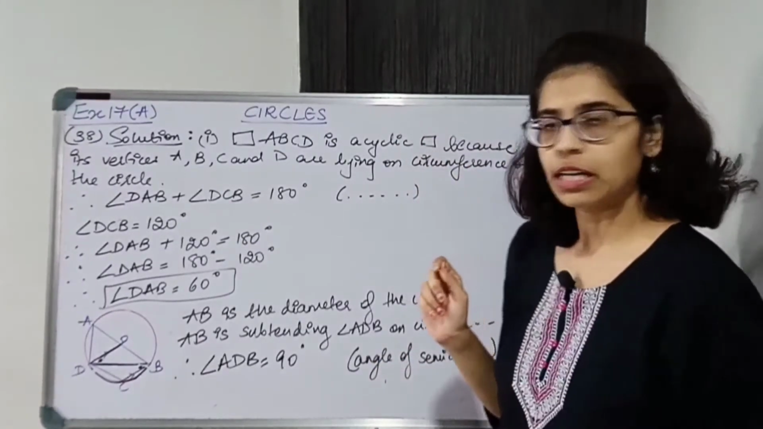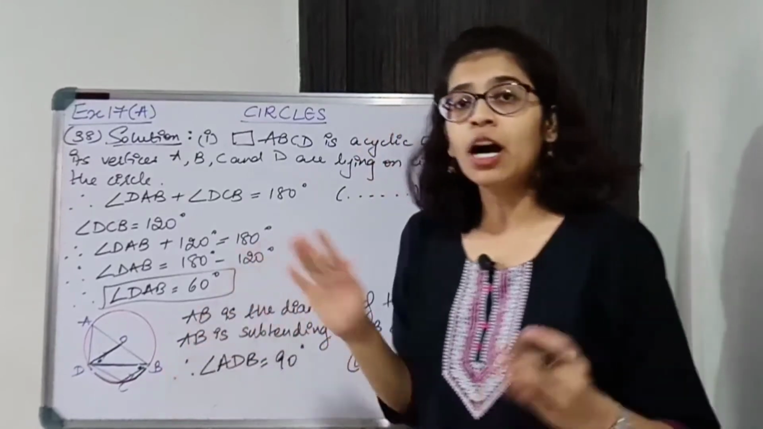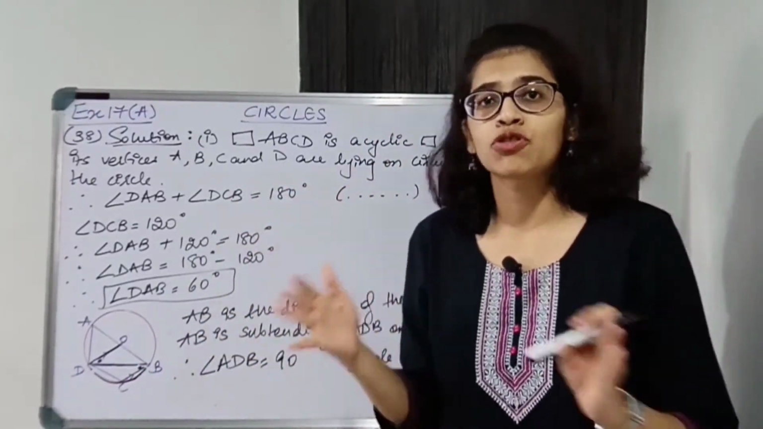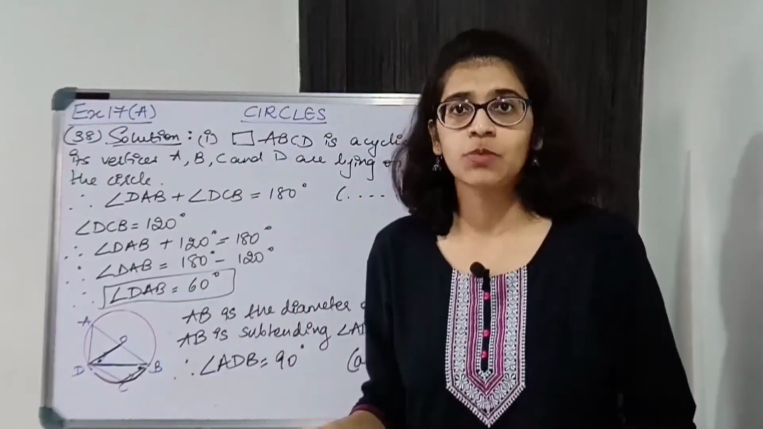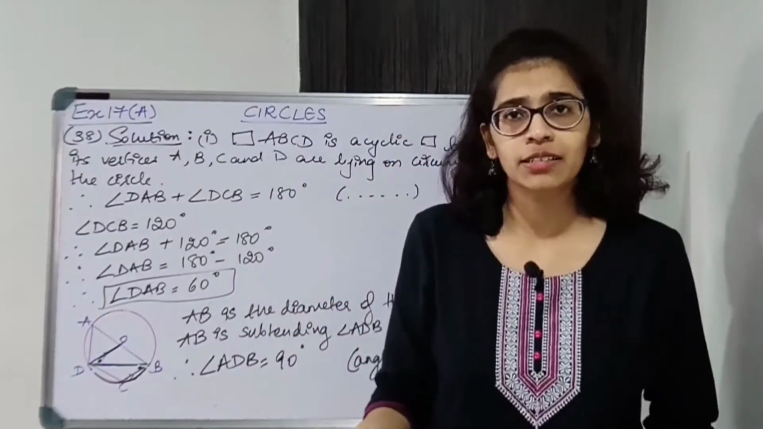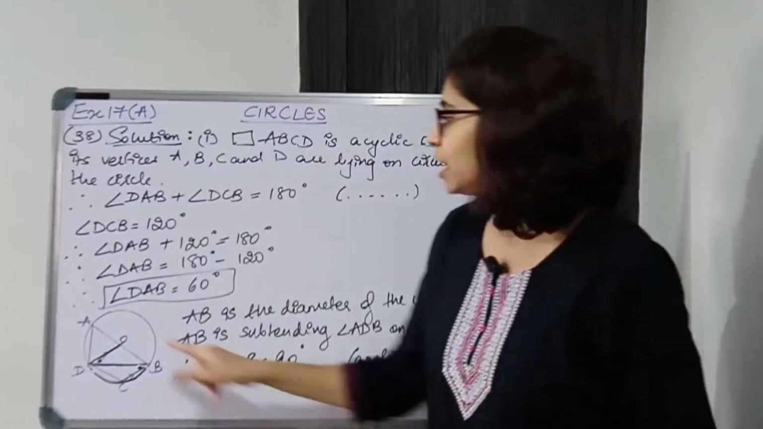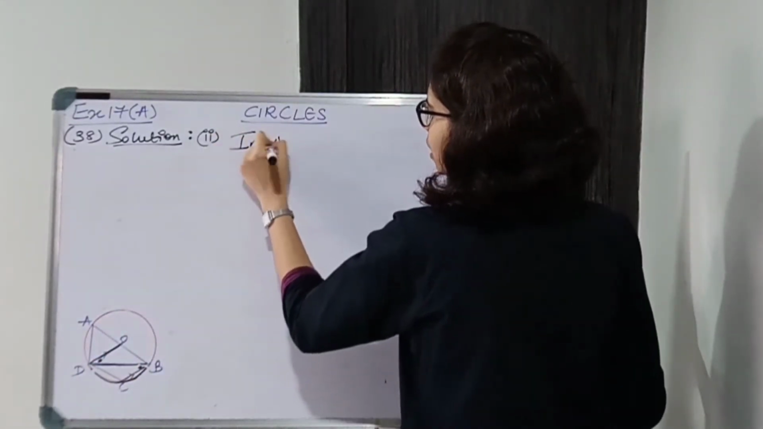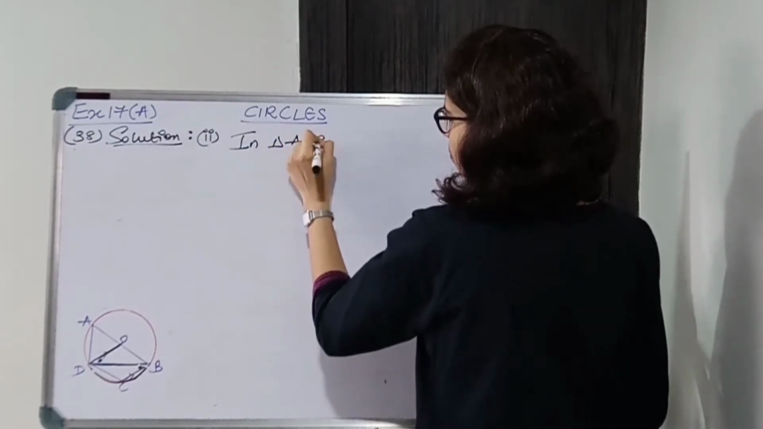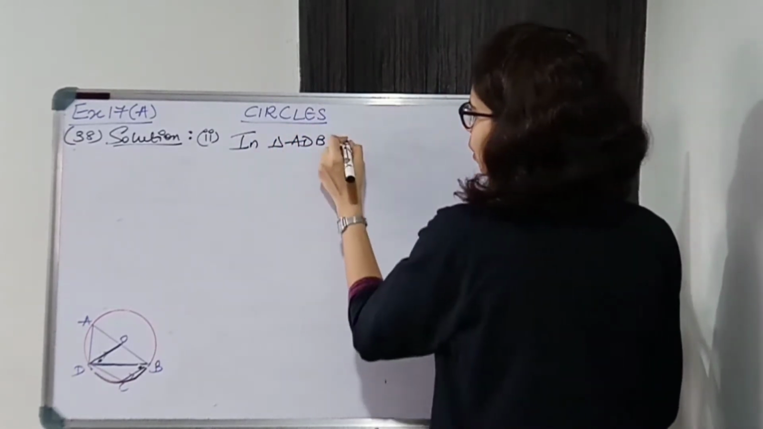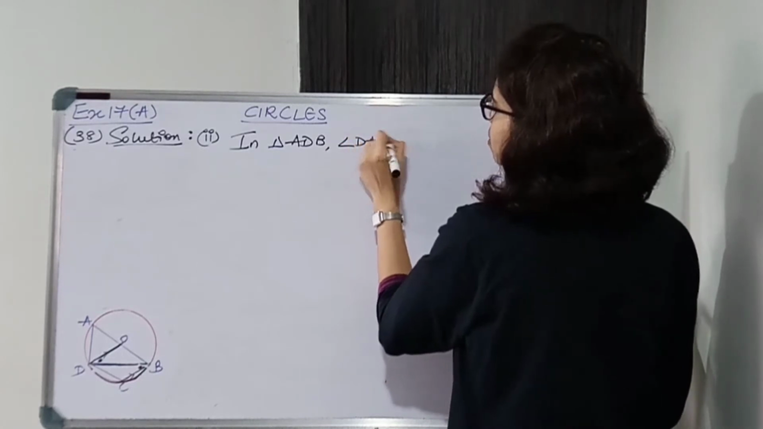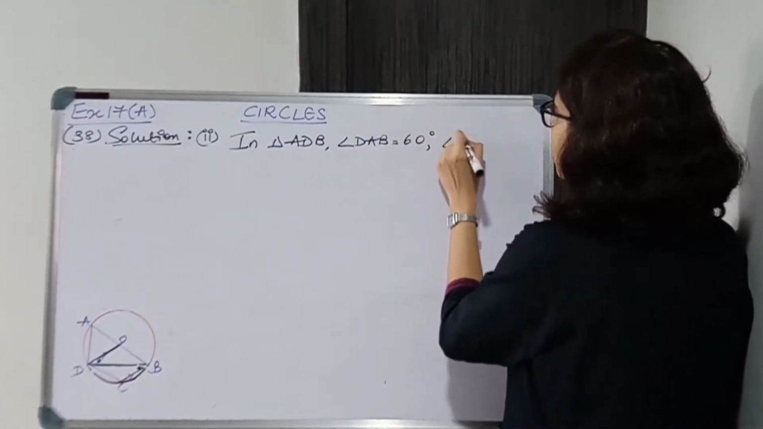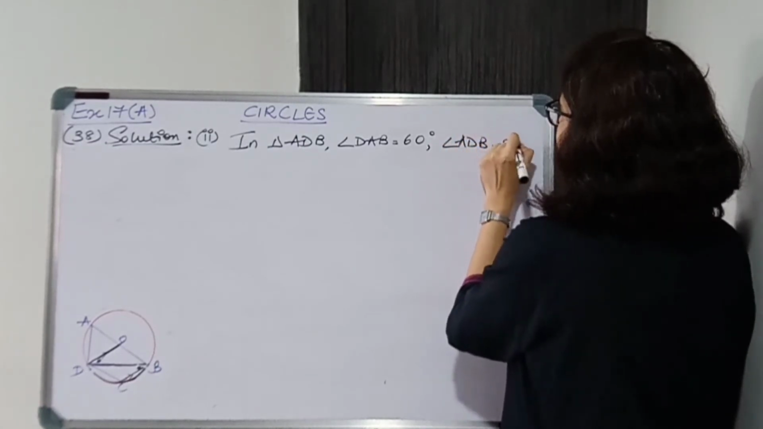Okay, we found angle ADB. Now we'll proceed to the triangle and use the sum property, that is, the sum of measures of angles of a triangle is 180 degrees. We know two angles, so we can easily find the third angle. So now we'll consider triangle ADB. In triangle ADB, we know angle DAB is 60 degrees. Angle ADB is 90 degrees.